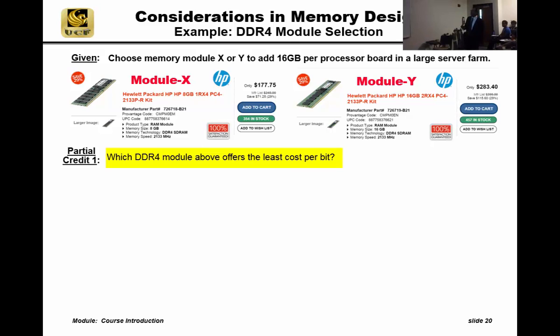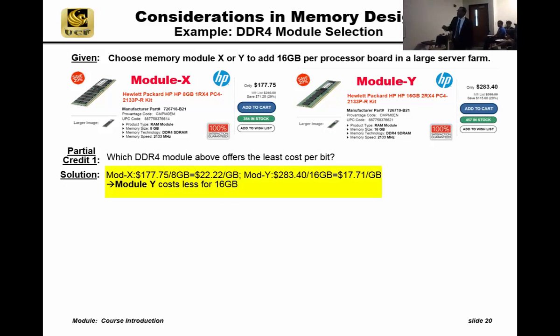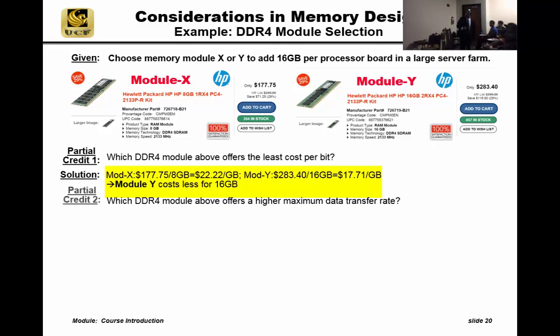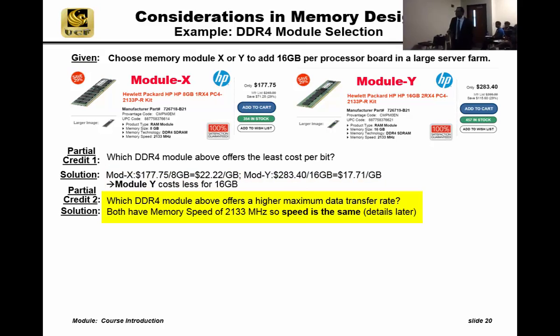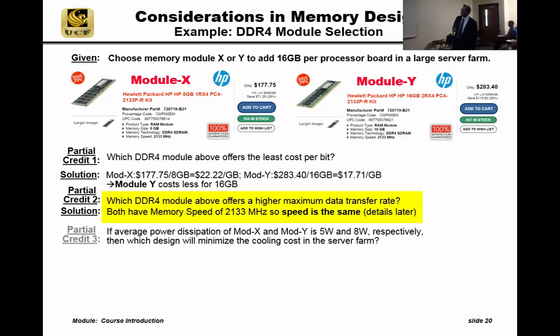So what's the trade-off? Well, for $177, you get 8 gig, and for $283, you get 16 gigs. So without even crunching the numbers, which is cheaper per bit? Yeah, okay. So here, this was $22 per gigabyte, and this guy over here is only 17. Module Y costs less. Which DDR4 module offers a higher maximum data transfer rate? So now we're looking at the megahertz specification. They're the same. Both have 2133. There's different memory access speeds. We'll explain this later in the class, but the speed's the same.